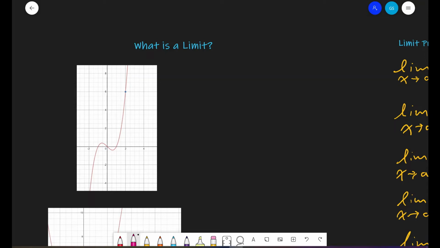What I want to talk about today is the idea of a limit. And it's pretty important to understand this because it's the basis of what you're going to be doing in your calculus course. So, the limit, what does it mean?